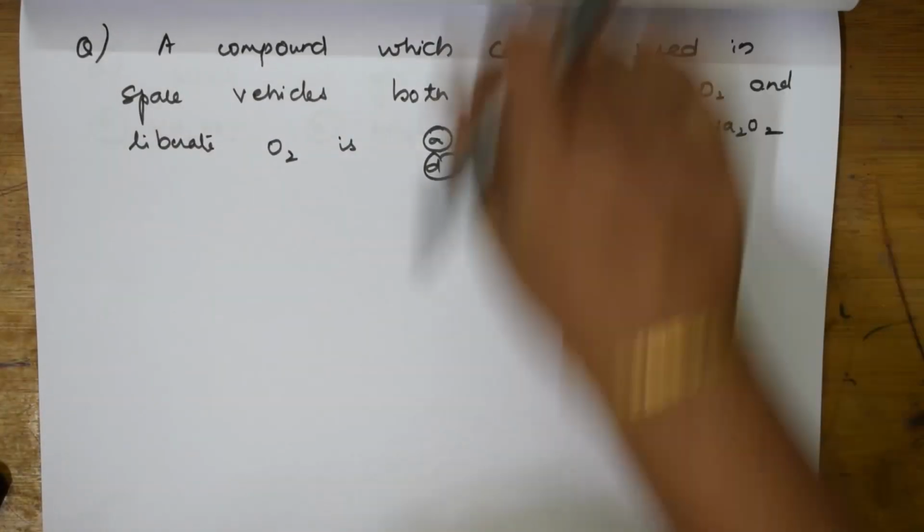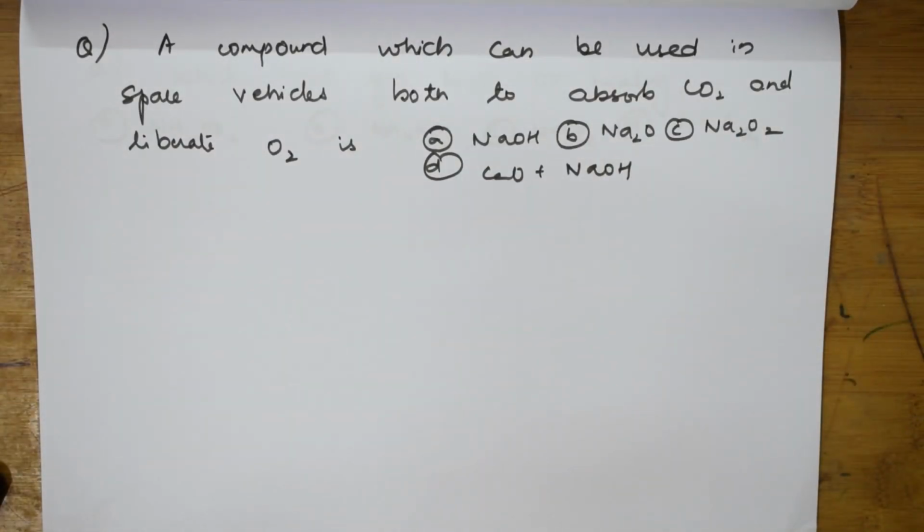Next question. What do they give me? A compound which can be used in space vehicles, both to absorb carbon dioxide as well as to liberate oxygen. So what is the option to absorb carbon dioxide and liberate oxygen? They've given us sodium hydroxide, then Na2O, then calcium oxide, then sodium hydroxide. So what is used in the vehicle?